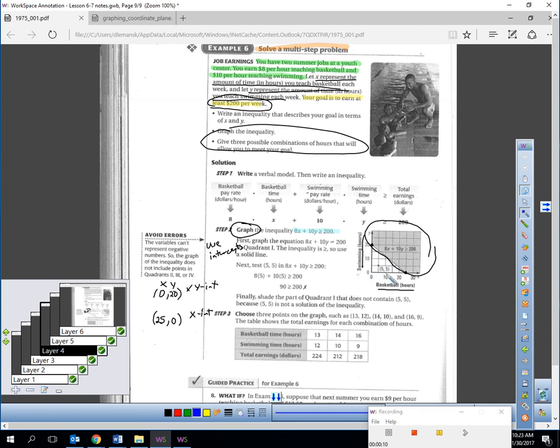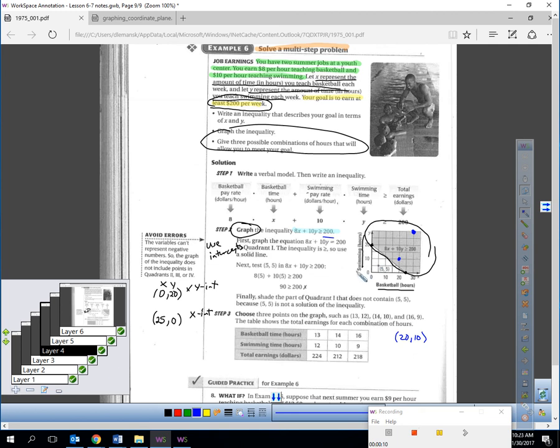Like, if I did 20 hours of basketball and 10 hours of swimming, that point is definitely in the shaded area. That would be a solution. So I could say 20, 10 would allow me to at least make $200. 20 hours basketball, 10 swimming. Or what about if I did 30, 30? Well, that's certainly going to give me at least $200.